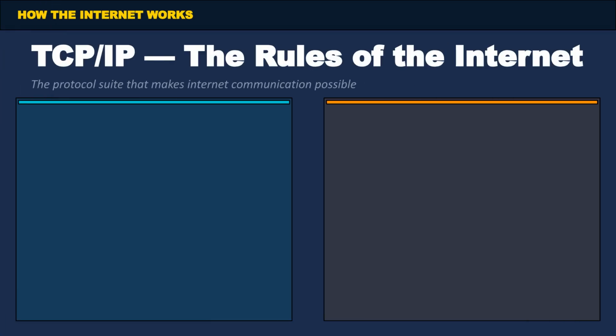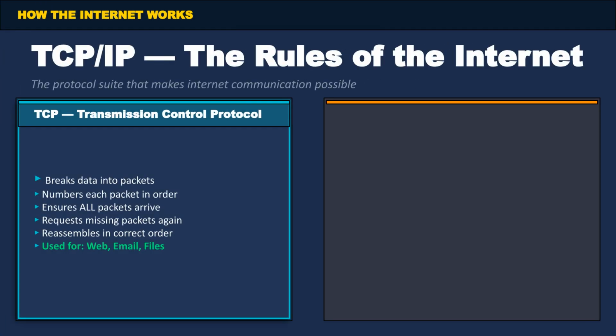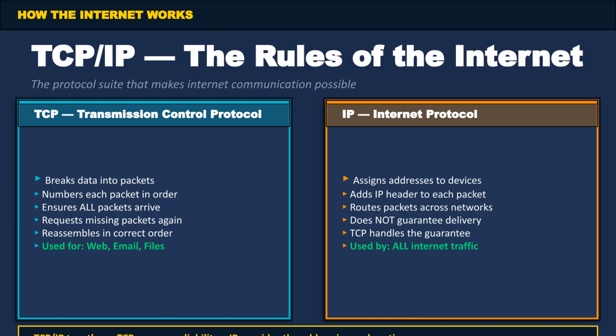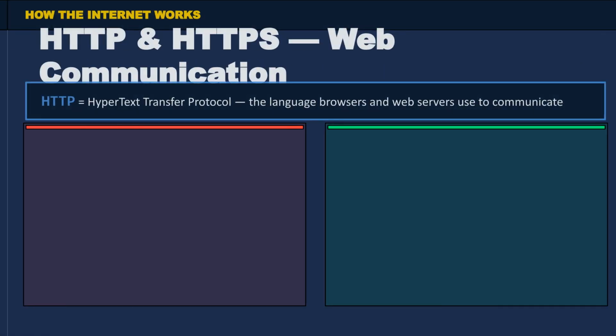TCP/IP is the protocol suite that makes internet communication possible. TCP ensures data reliability by breaking data into numbered packets and reassembling them correctly. IP assigns addresses and routes packets across networks.